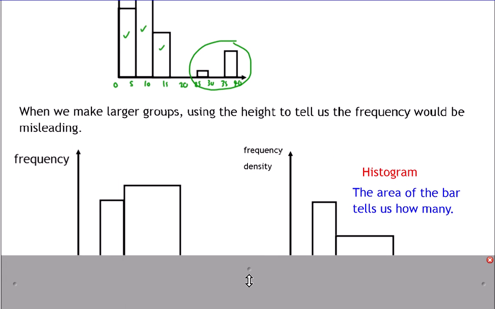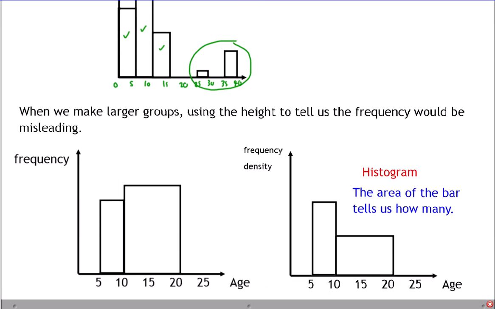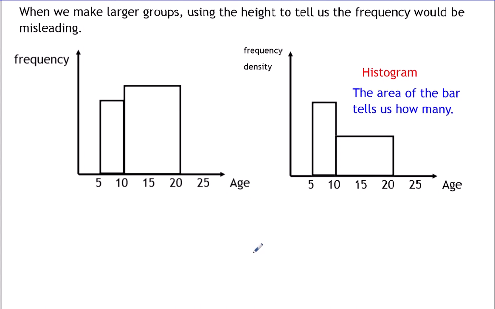So here we've got a frequency diagram on the left and a histogram on the right. So if we had a frequency diagram, to work out how many, you look at the height of the bar. And so on the left, you would say that this bar, say that's 8 and that's 10. You'd say, well, which group has got the most people in it? Oh, the second group has. It's got 10 people and the first bar's only got 8 people.